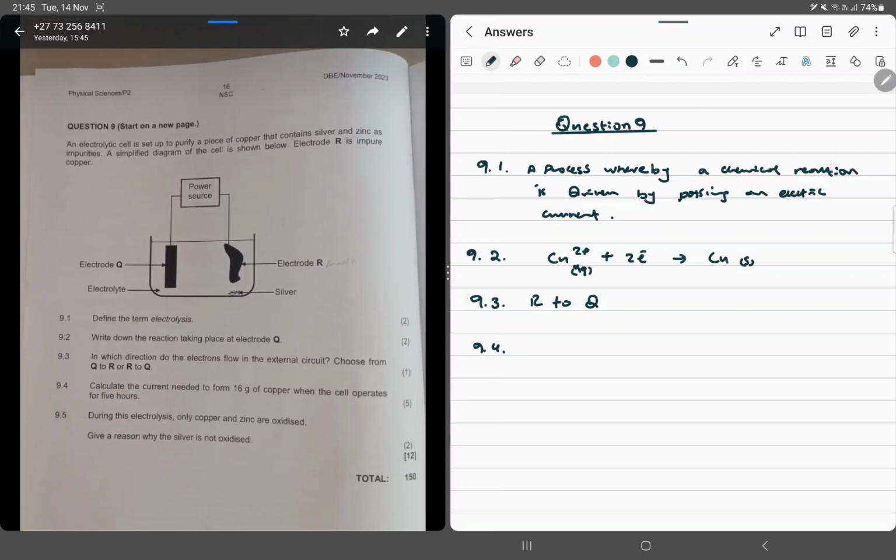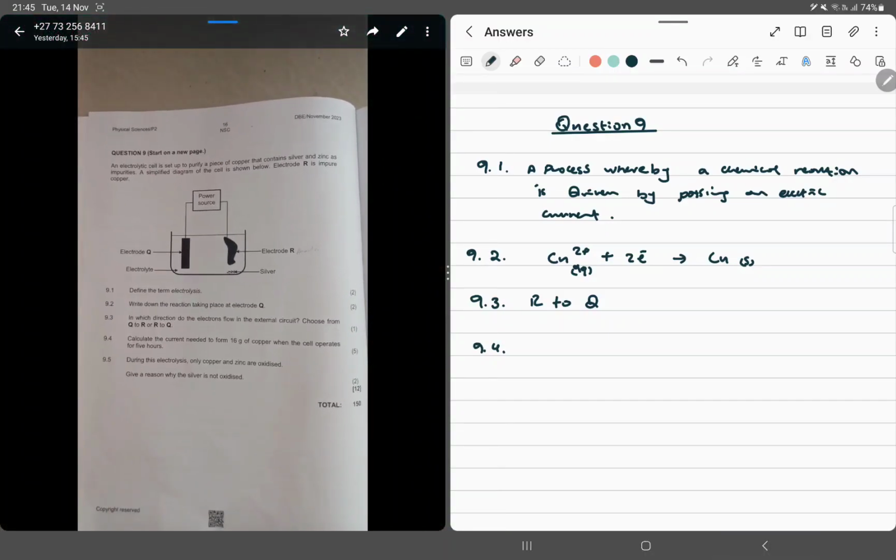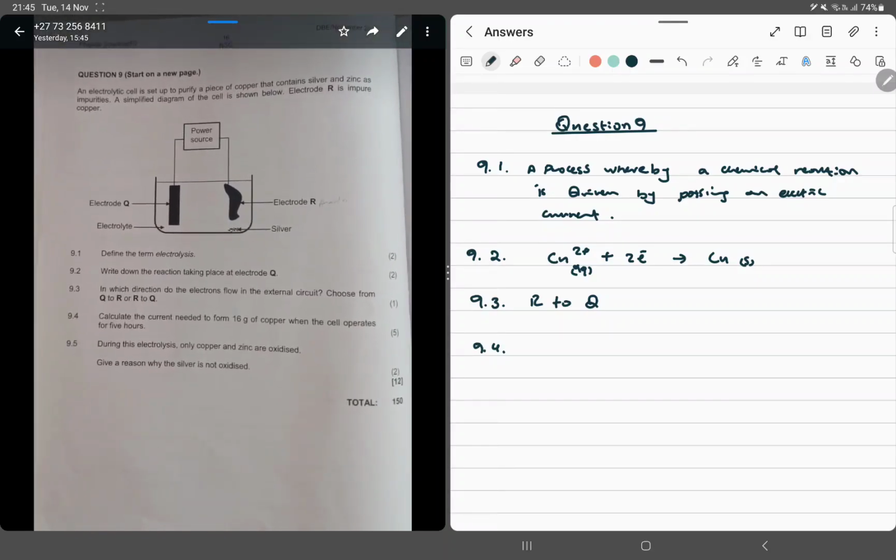Oh, by the way, I cannot write on this page. Oops. Okay. All right. Okay. This thing, what is it doing now?